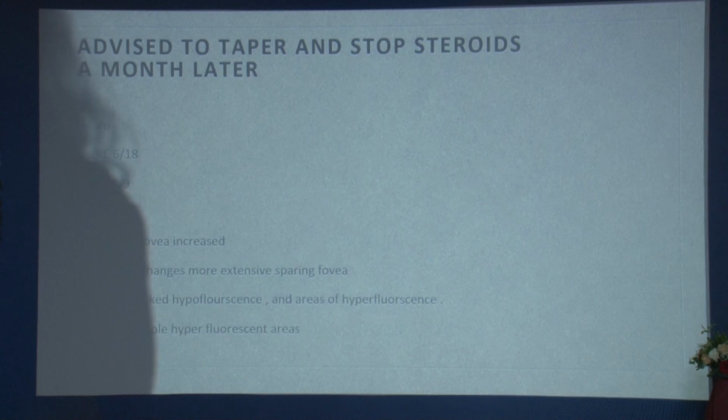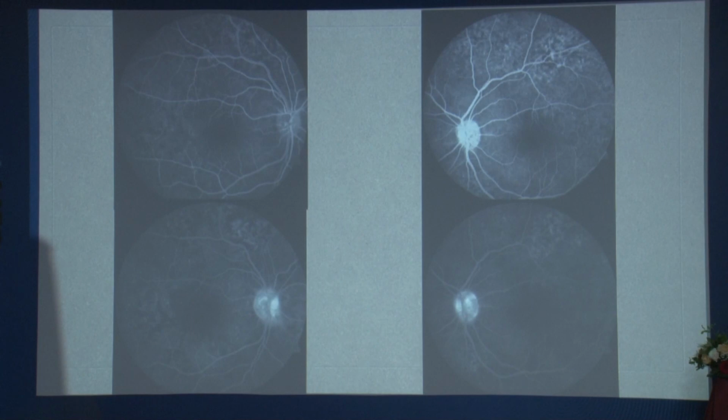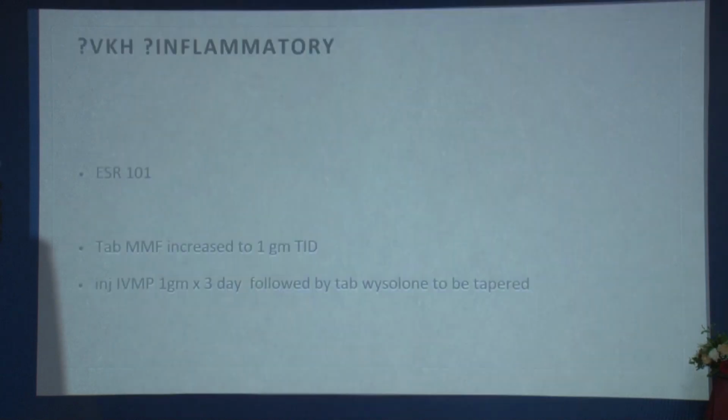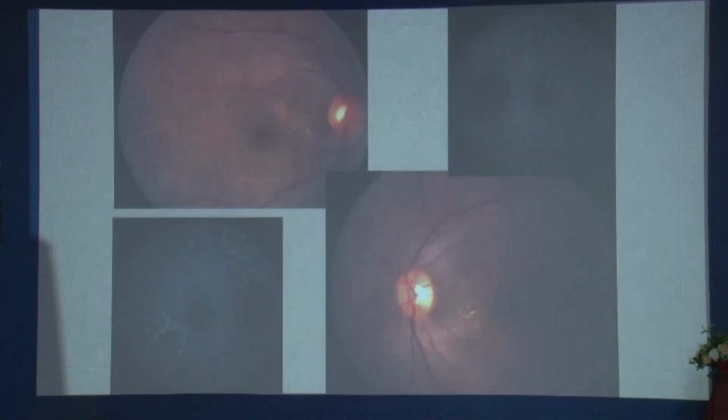One month later, the fluid has increased, the choroidal thickening has increased, and the RP changes have also increased. So this time we thought maybe it is related to her Sjogren's and sarcoid. She's having an inflammatory exudative detachment. We asked them to step up the immunosuppression, and MMF was increased, IVMP was given because her vision was dropping drastically. One month later, she has 6/36 and 6/6.